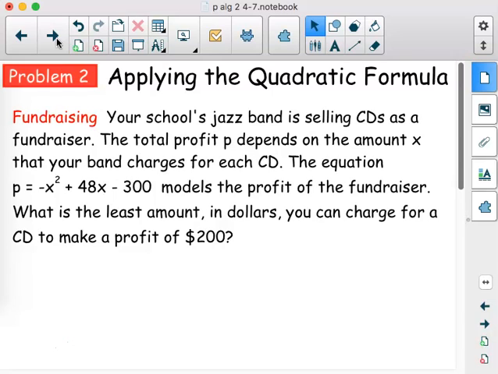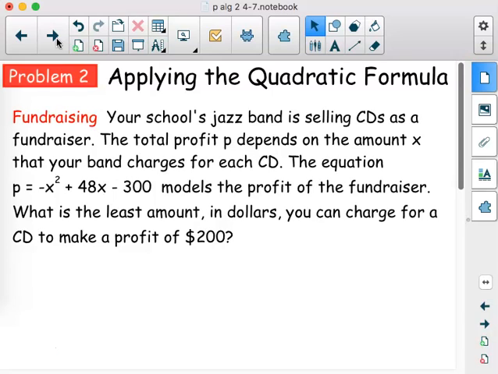The total profit P depends on the amount X that your band charges for each CD. The equation P equals negative x squared plus 48x minus 300 models the profit of the fundraiser. What is the least amount in dollars you can charge for a CD to make a profit of $200?